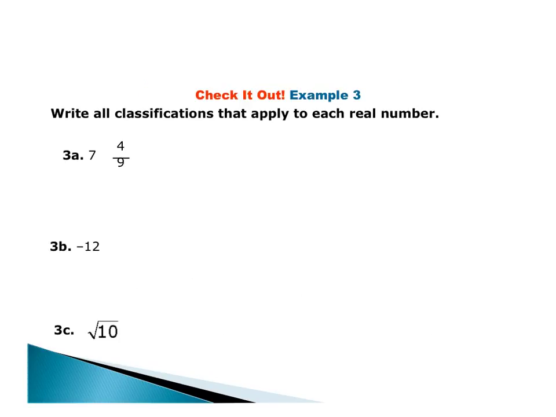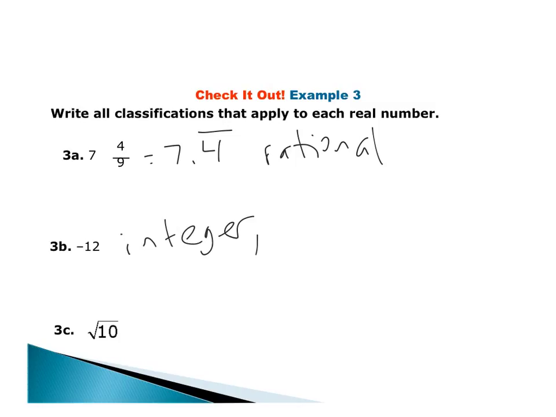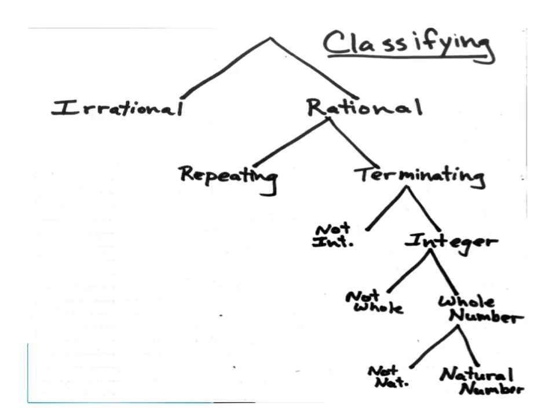So let's look at some more examples. Why don't you go ahead and pause the video and try these ones out on your own. So our first one is 7/4, which is the same as 7.4 repeating. Since it's a repeating decimal, this one is simply rational. How about -12? Since that's negative, but it's a whole number, it's going to be an integer and rational. Lastly, the square root of 10. 10 is not a perfect square, so it is going to be irrational.